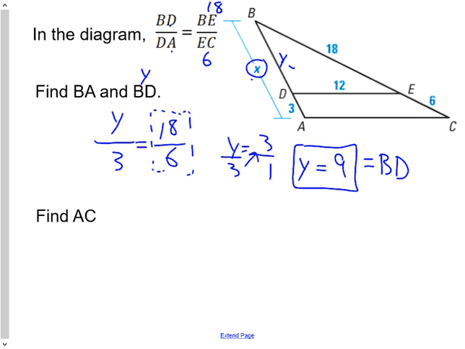So now filling that in, what is x? Well, BA equals 9 plus 3, and is therefore 12.